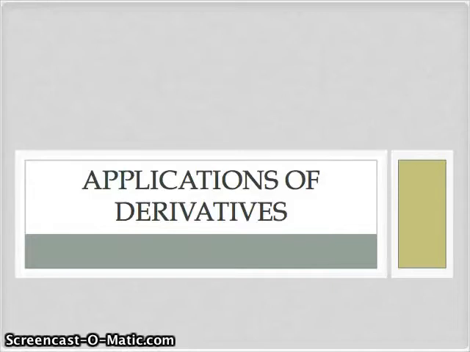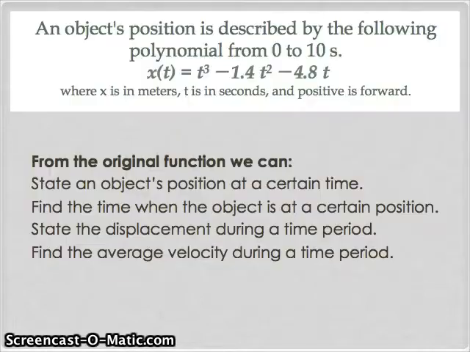This video will take a look at the core applications of derivatives for our physics course. We will center our discussions based on a particular function, x equals t cubed minus 1.4 t squared minus 4.8t, and we'll look to see what we can do based on the original function, and then we'll take the first derivative and see what sorts of things can be calculated from there, and then also the second derivative. So let's take a look at some of the types of things we can do.